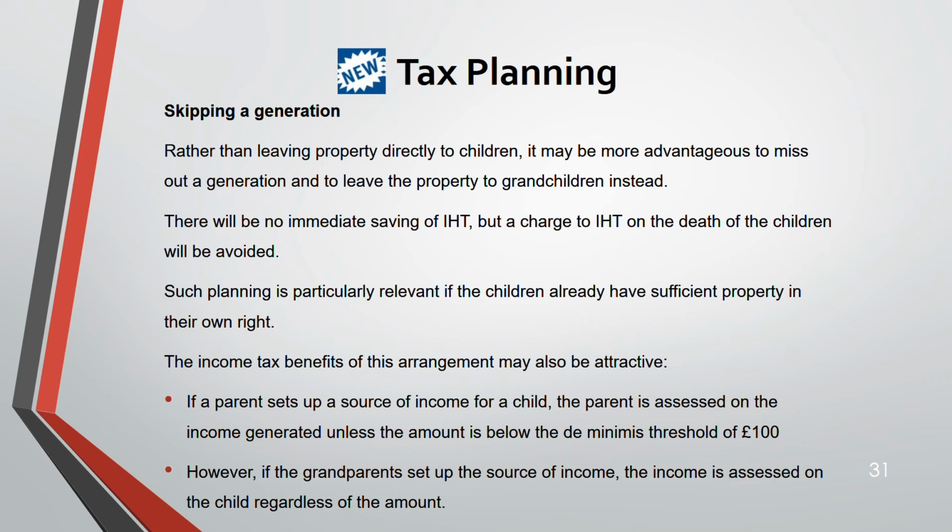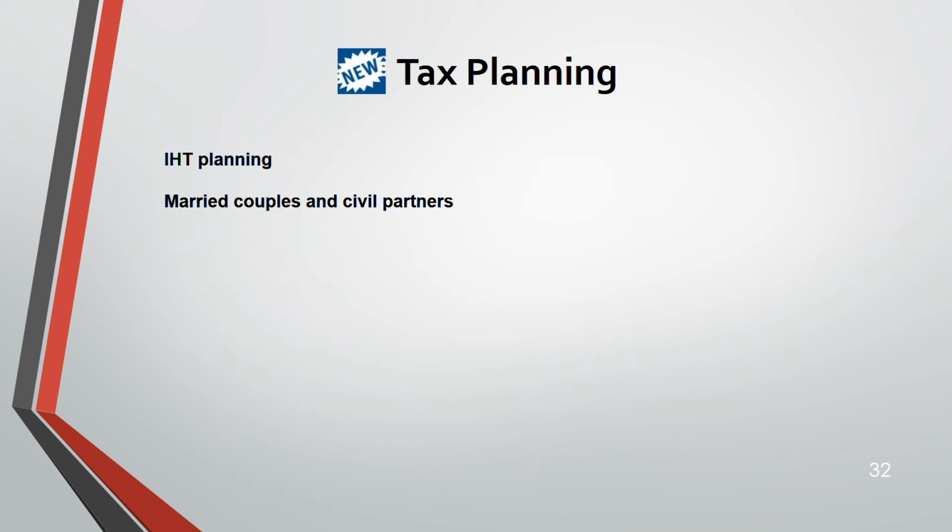However, if the grandparent sets up the source of income, then the income will be on the child. Whatever the amount, it will be on the child only. It will not fall on the grandparent. But if it's from parent to children, whatever the income of the child, if it is managed by the parent, it will fall on the parent. The income tax will be on the parent. They have to pay.